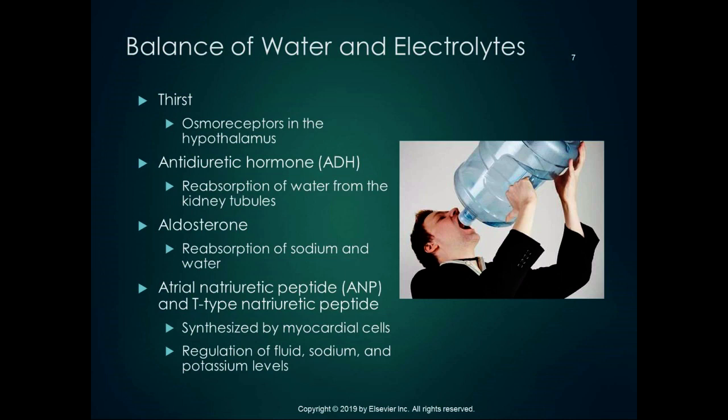Aldosterone is another hormone, involved in the reabsorption of sodium and water. The atrial natriuretic peptide and B-type natriuretic peptide are proteins that act as hormones, synthesized by myocardial cells, that regulate fluid, sodium, and potassium levels. So we have all these different systems to help regulate that.